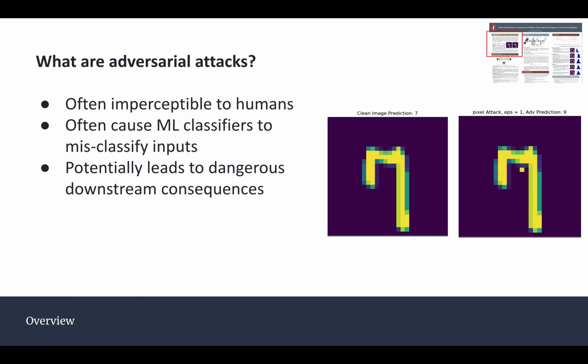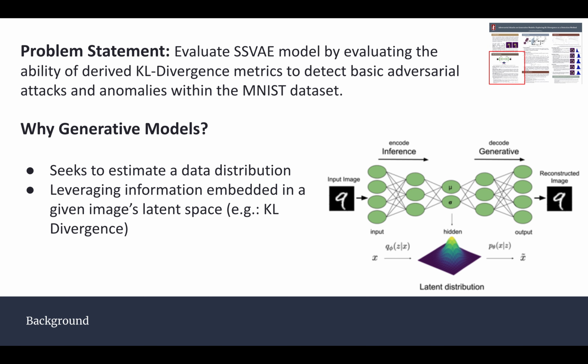impacting users. And so this is the motivation for this project, and we're going to be looking at a semi-supervised variational autoencoder and looking at its ability to detect adversarial examples and anomalies within the MNIST dataset using some derived KL divergence metrics, which we'll talk about later.